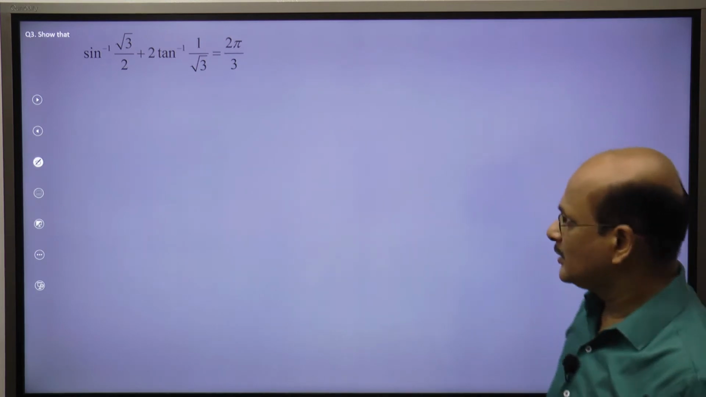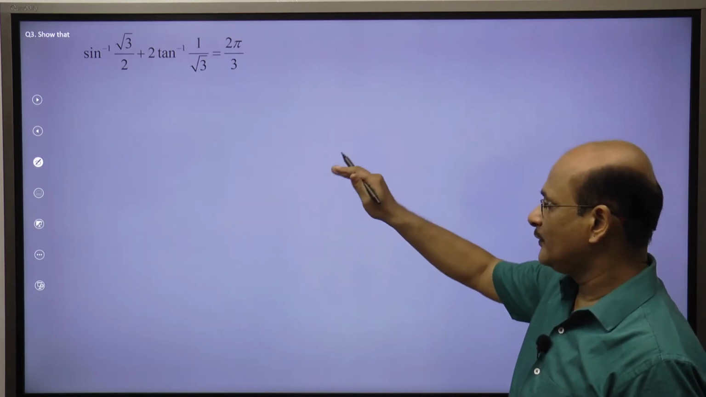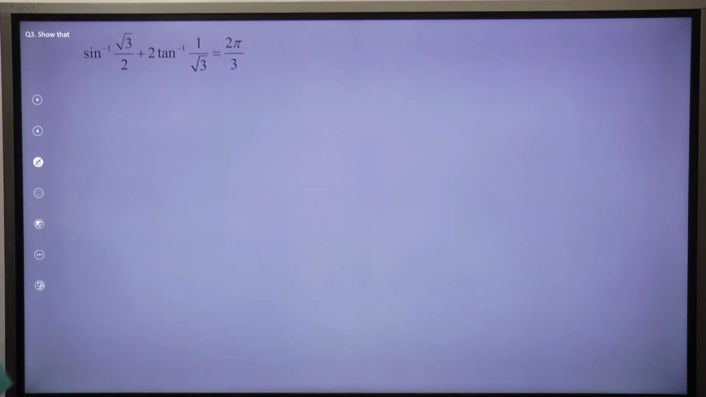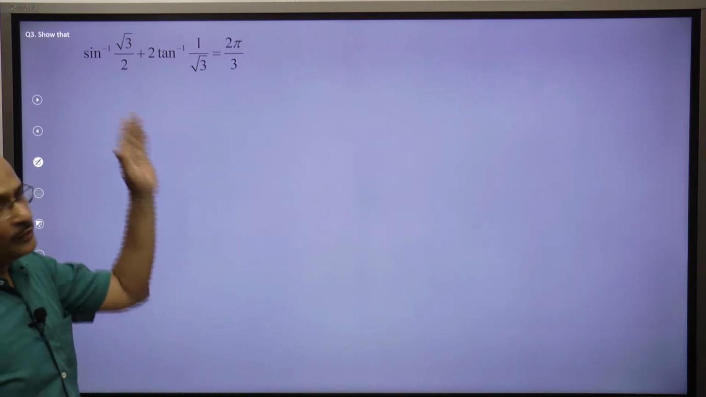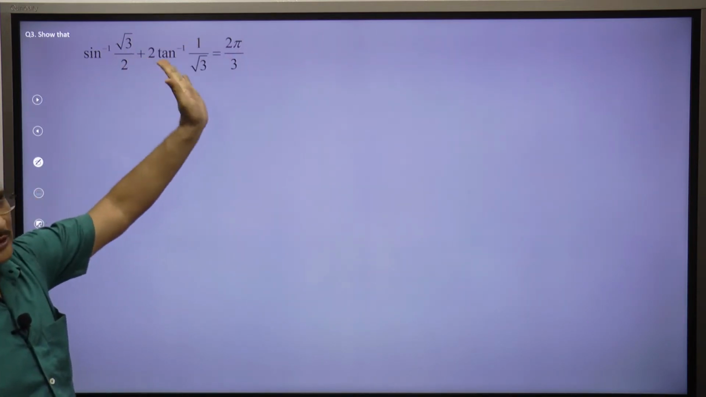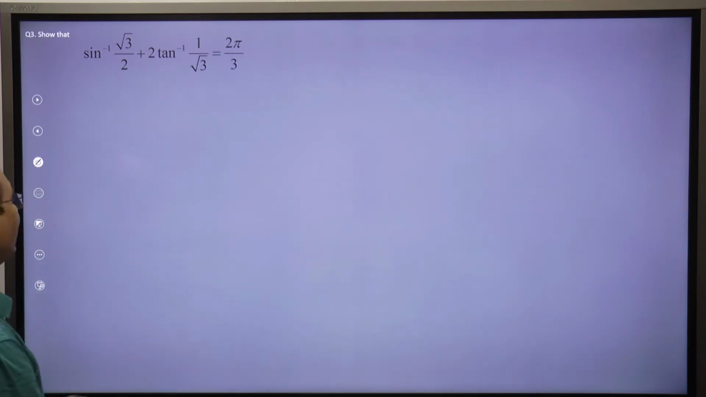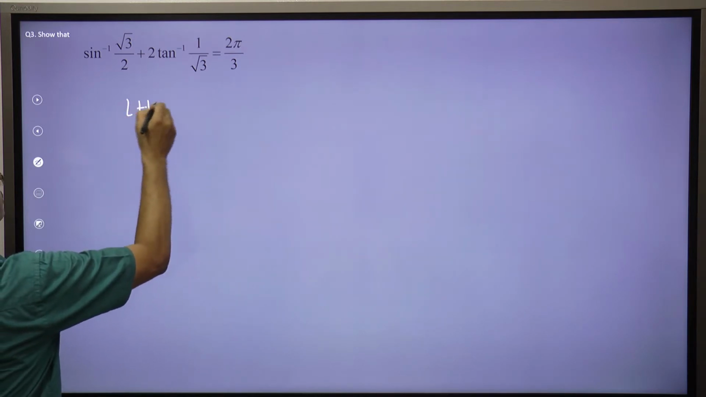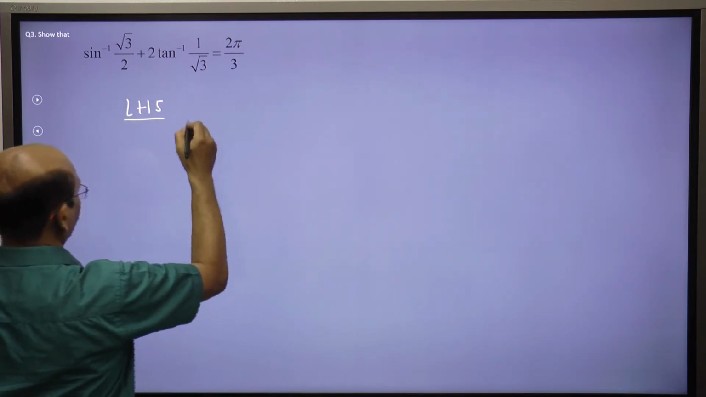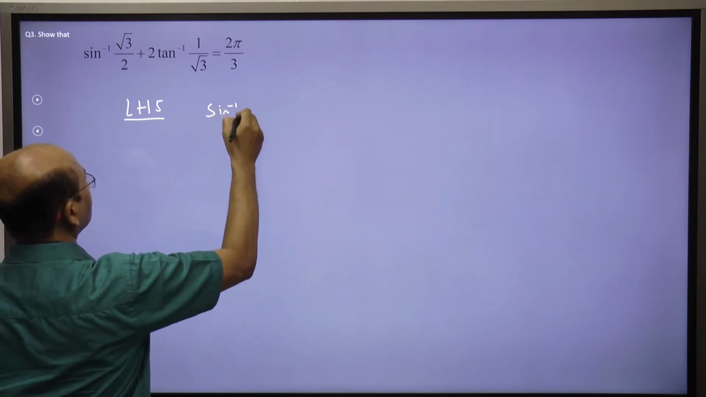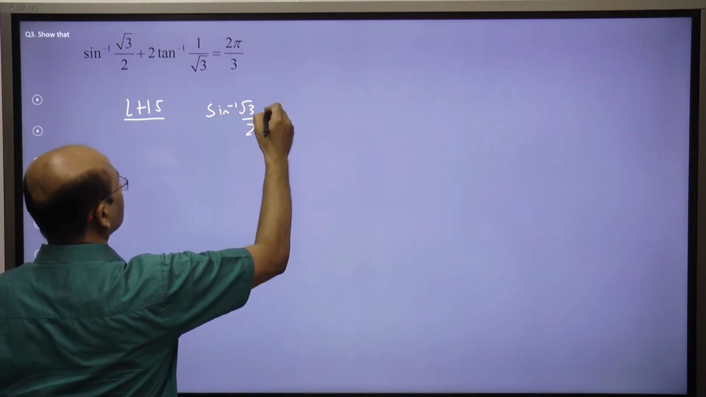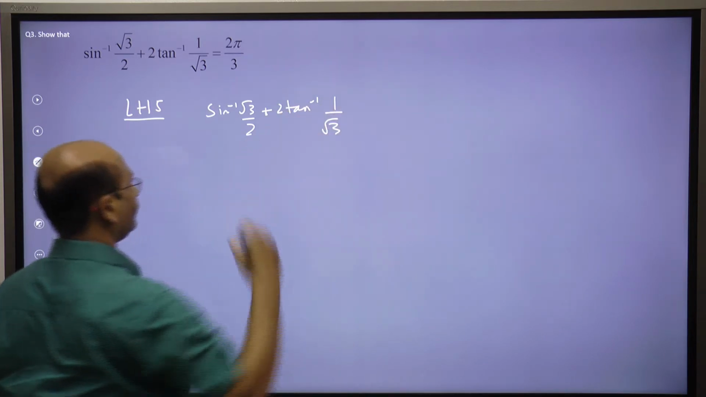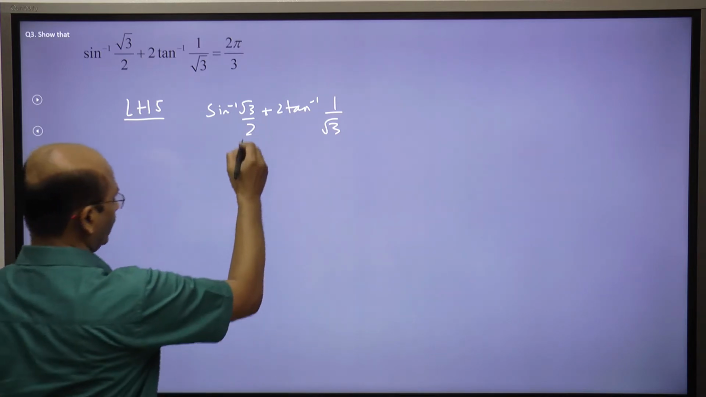Now, in this case it is given sin inverse root 3 by 2 plus 2 tan inverse 1 by root 3 is equal to 2 pi by 3. Now, here I want you to have a catch here. You have to prove. So, you have to prove either LHS equal to RHS or RHS equal to LHS, or both ways you can simplify as you feel fit. So, basically my working would be, generally I would focus on LHS here. So, LHS is nothing but sin inverse root 3 upon 2 plus 2 tan inverse 1 upon root 3.